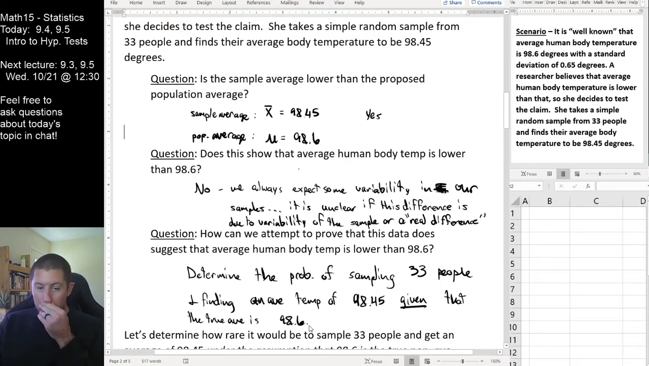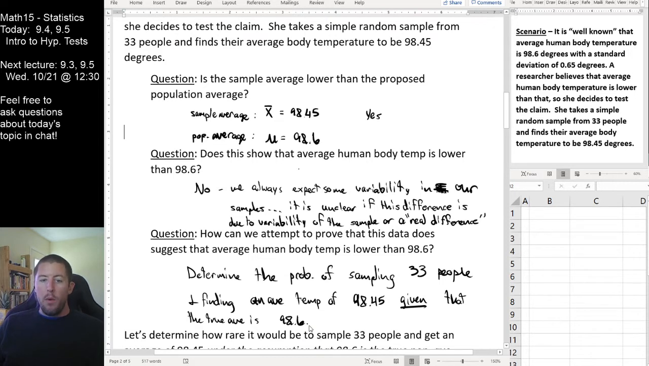What we might end up finding is that 98.45 is a totally typical event. Maybe we're going to find that it occurs something like 20% of the time, even if the true average is 98.6. Then we're going to say, oh yeah, it happens 20% of the time even with that being the true average. It's not unusual at all for us to have seen that outcome. Therefore, we don't really have any evidence against 98.6 being the true average body temperature.